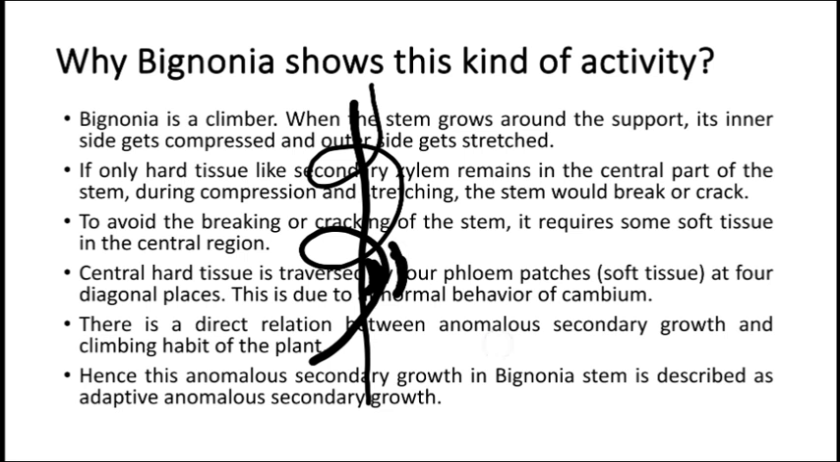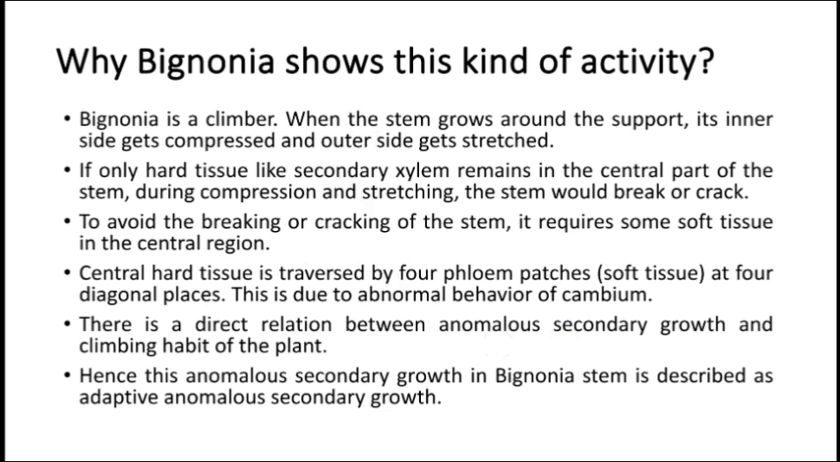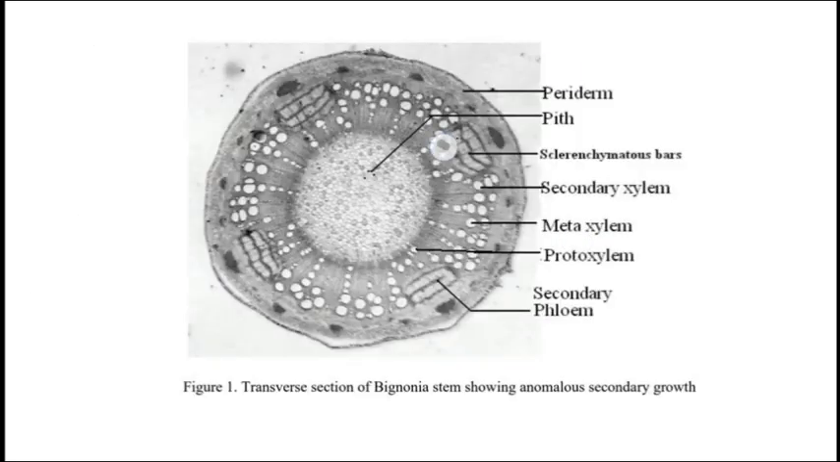If hard tissues like secondary xylem remain in the central part of the stem during compression and stretching, the stem would break or crack. To avoid breaking or cracking, it requires some soft tissue in the central region. So the central hard tissue is traversed by 4 phloem patches at 4 diagonal spaces. These are phloem patches.